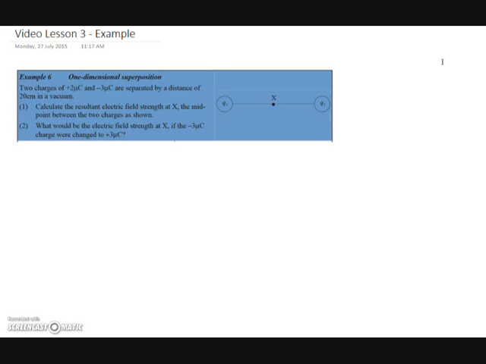So our question here is we have 2 charges, one of positive 2 microcoulombs and one of negative 3 microcoulombs, separated by a distance of 20 centimeters in a vacuum. Calculate the resultant electric field strength at X, which is in the middle of the 2 charges, as shown in our diagram here. So that's our first question. The best thing to do is to write down all the information that we have.